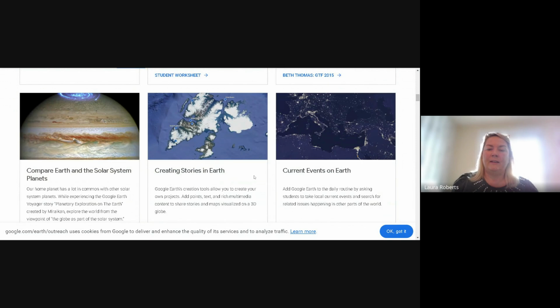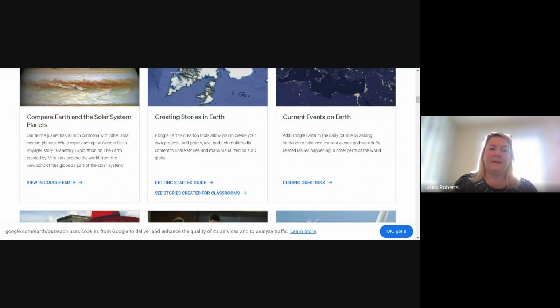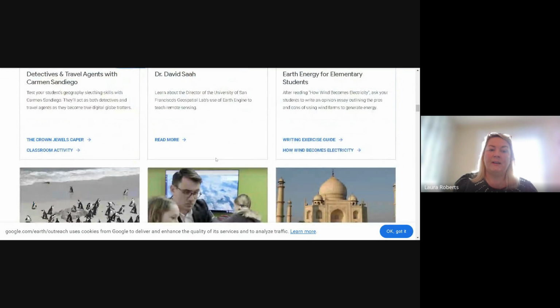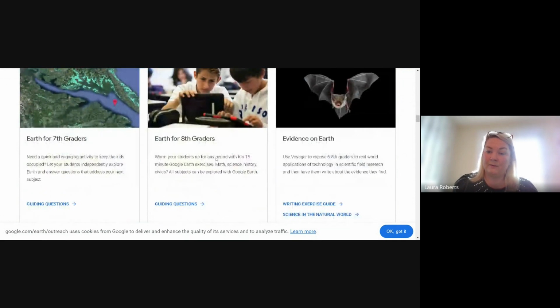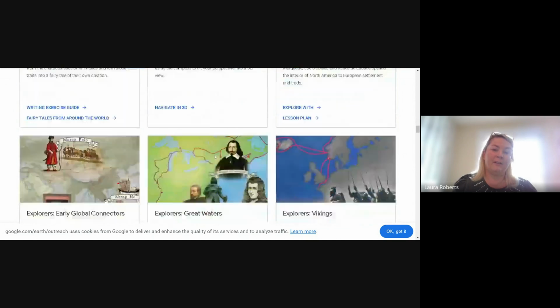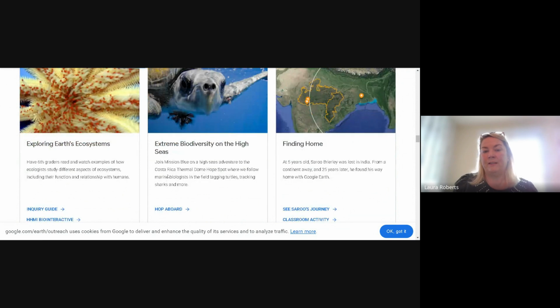In terms of some of the science topics that we've looked at, we're currently looking at space, so comparing Earth and solar system planets, really interesting. We've got Earth energy, so we've been looking at renewable energy resources. We've also been looking at biodiversity. So depending on the year group and the curriculum content, we would be using this. Here's one for extreme biodiversity on the high seas.